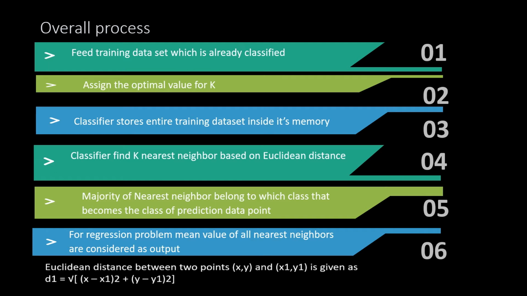Here, squaring the differences prevents positive differences from getting cancelled out by negative ones. The classifier lists k data points for which the Euclidean distance is least. We call them the k nearest neighbors. Now, the class or cluster to which the majority of nearest neighbors belong becomes the class of the prediction data point. For a regression problem, we simply take the mean of all k nearest neighbors as the prediction value.